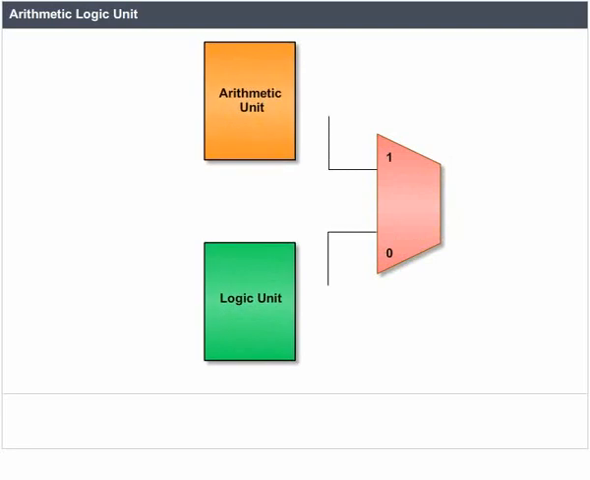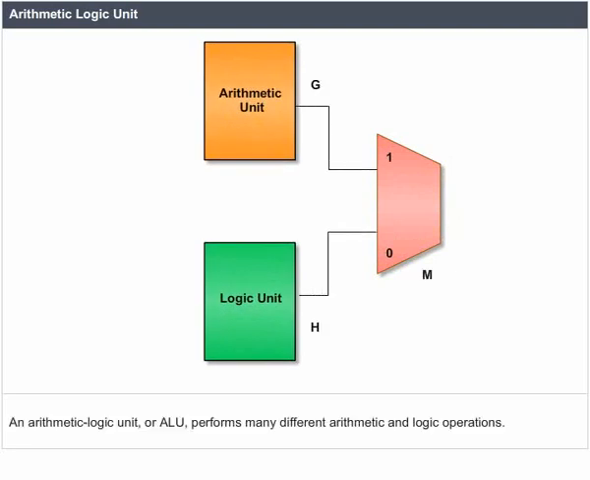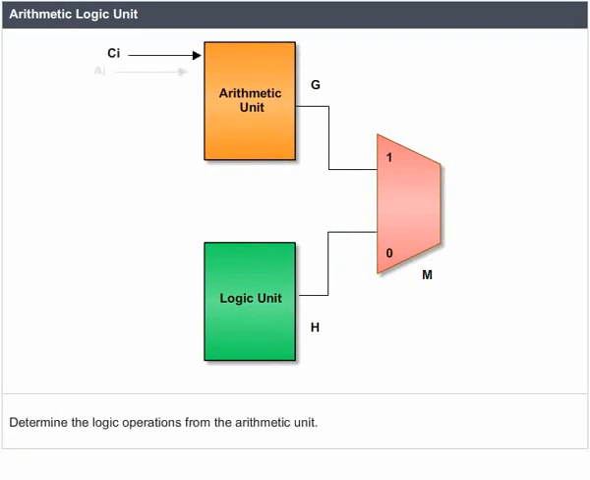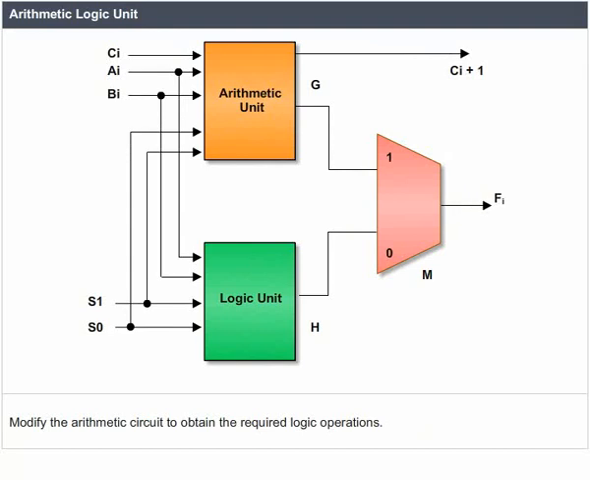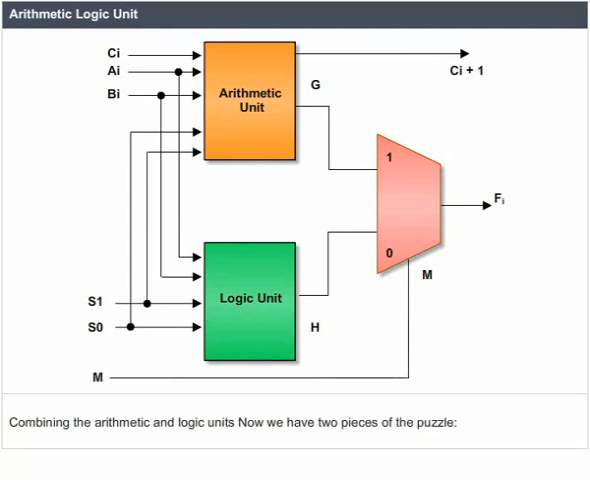Arithmetic logic unit. An arithmetic logic unit, or ALU, performs many different arithmetic and logic operations. Steps in the design of the ALU are: design the arithmetic unit, determine the logic operations from the arithmetic unit, modify the arithmetic circuit to obtain the required logic operations. Combining the arithmetic and logic units.